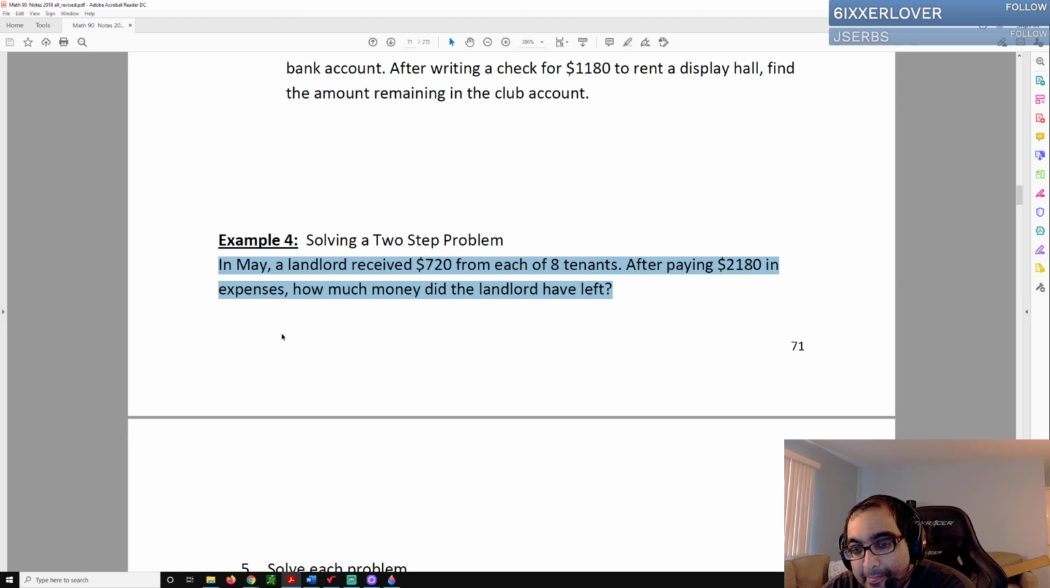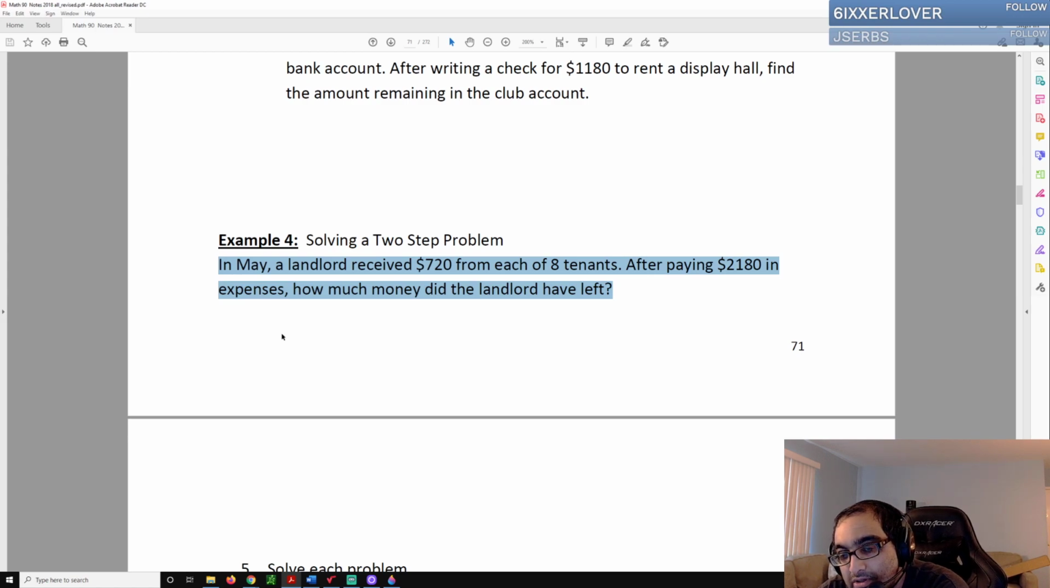All right. So let me reread this question here. In May, a landlord received $720 from each of his or her 8 tenants. After paying $2,180 in expenses, how much money did the landlord have left? So let's think about this one. This is going to be a two-step problem to figure out how much money the landlord has left.